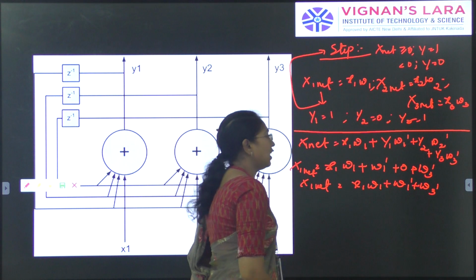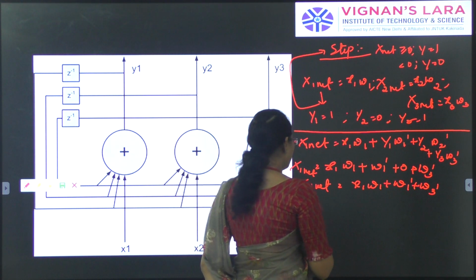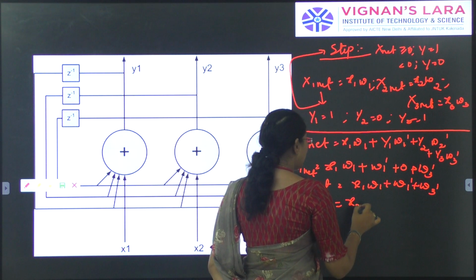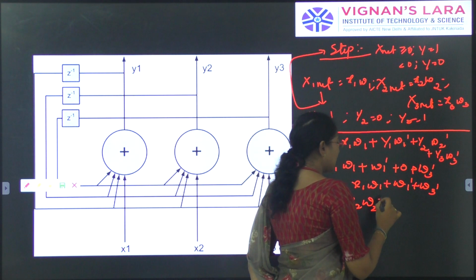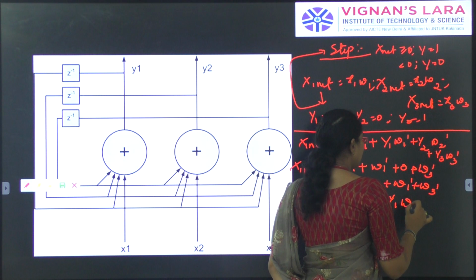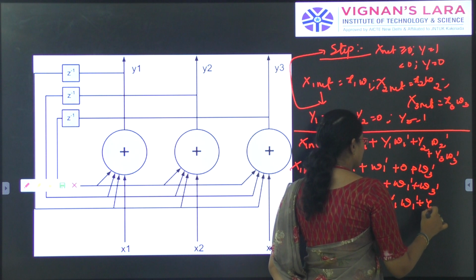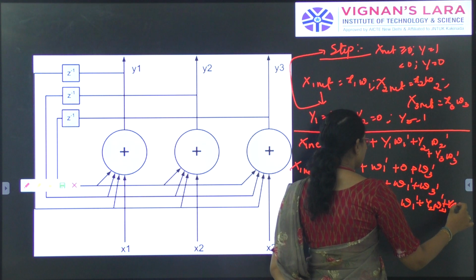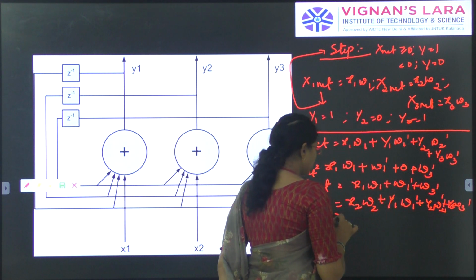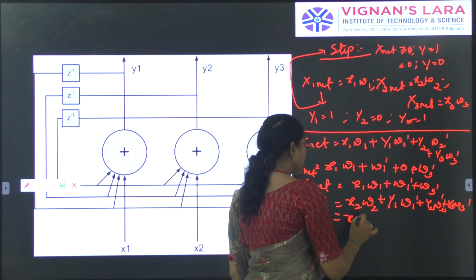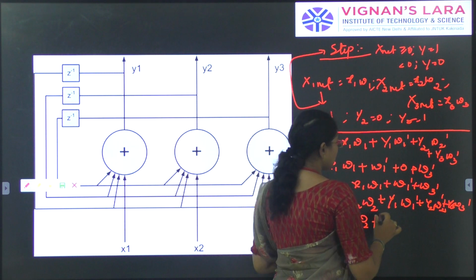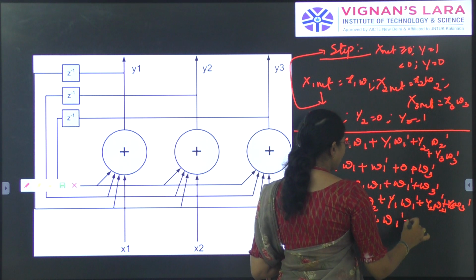The same way, just find x2 net: x2 w2 plus y1 w1 dash plus y2 w2 dash plus y3 w3 dash. Finally you will get x2 net as x2 w2 plus, y1 is 1, so 1 into w1 dash, y2 is 0.